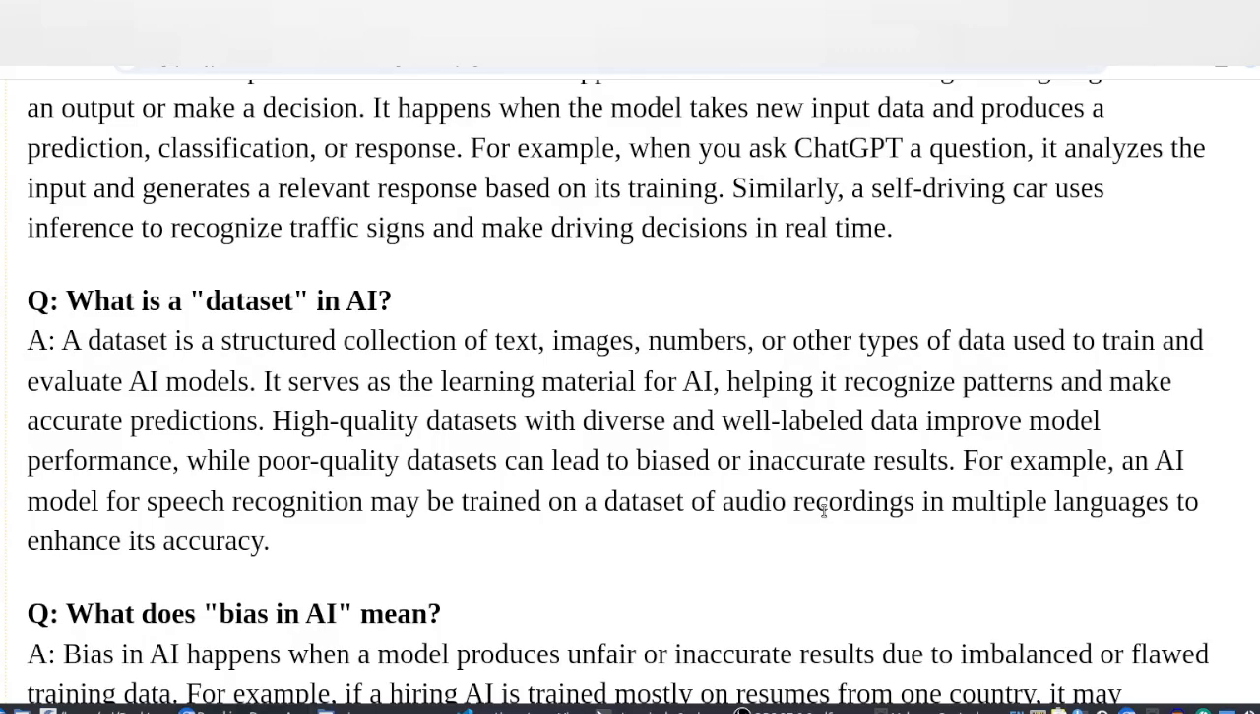Next question is, what is a data set in AI? A data set is a structured collection of text, images, numbers, or other types of data used to train and evaluate AI models. Whenever we train an AI model, we need good quality data arranged in a proper way so that the training process is effective. Once we complete the training, we have to evaluate and test the AI model. For that also, we have to prepare data. All these data together are called a data set.